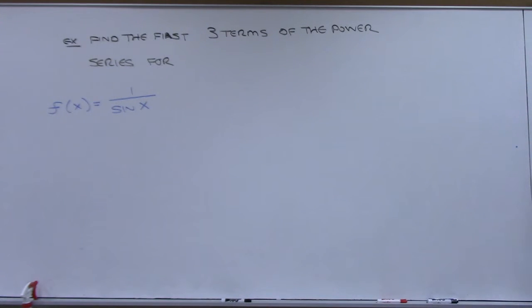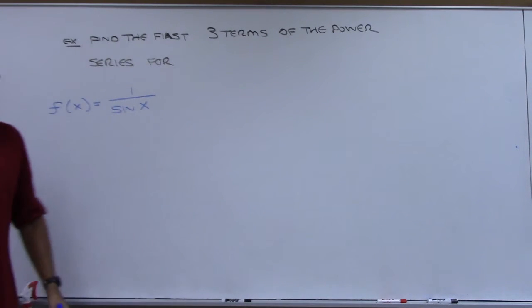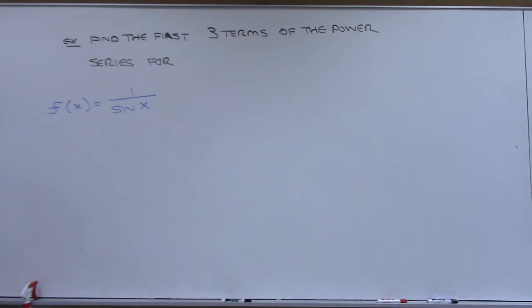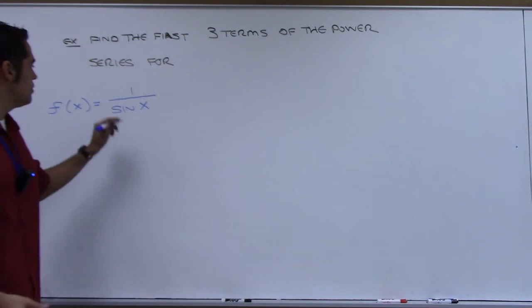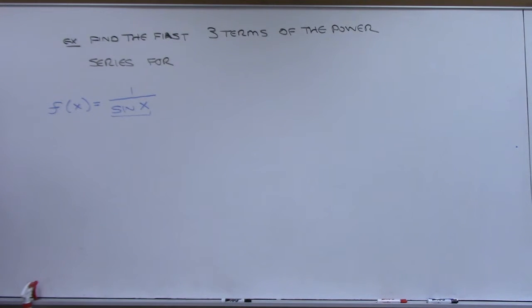Which would be the equivalent of me saying to find the first 3 terms of the power series for cosecant x, right? So what we're going to do is try and convert this into a power series. And we're going to use the fact that we do know what the power series expansion of sine x is, right? The Maclaurin series. It's on our sheet.